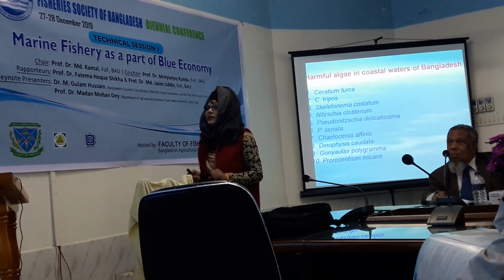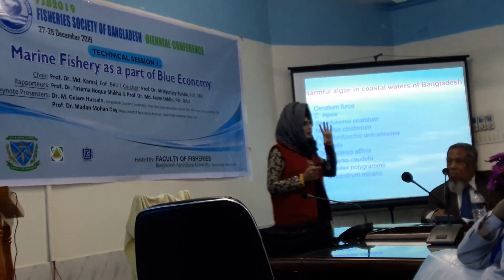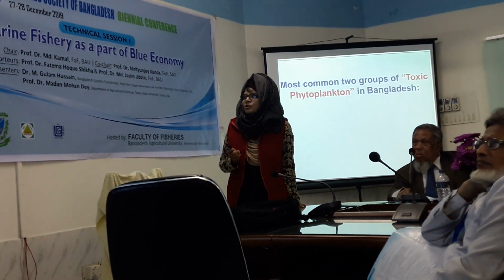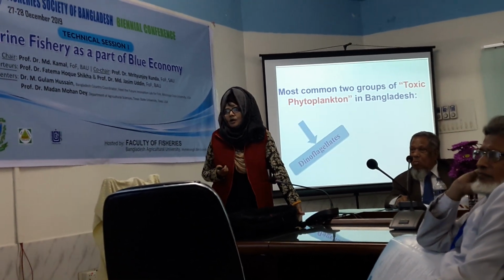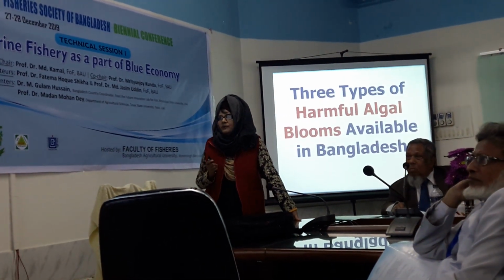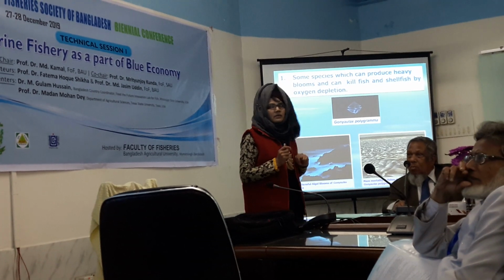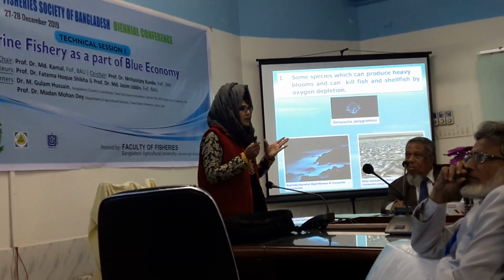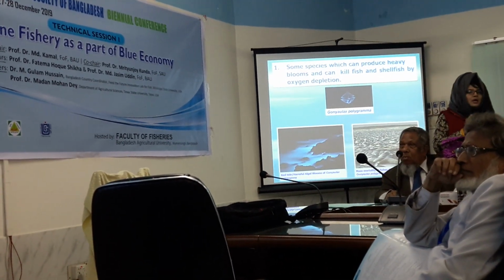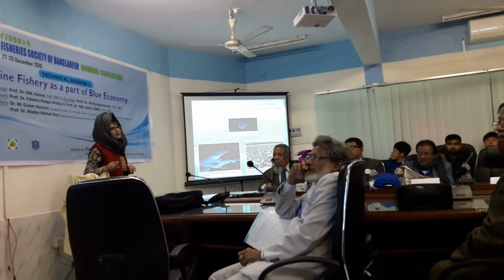Harmful algae in coastal waters of Bangladesh are, in fact, very common, and in total we collected and identified 91 species from different parts of the Bay of Bengal. Here we can see the two most common groups of toxic phytoplankton in Bangladesh. One group is dinoflagellates and another is diatoms. And there are 3 types of harmful algal blooms in Bangladesh. The first group is species which produce basically harmless water discoloration, but sometimes they can cause indiscriminate kills of fishes and invertebrates due to oxygen depletion.